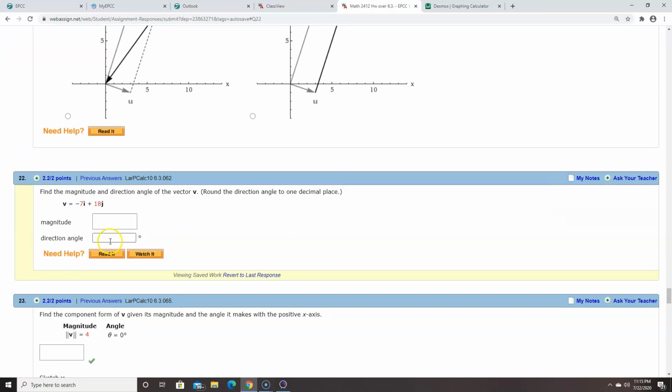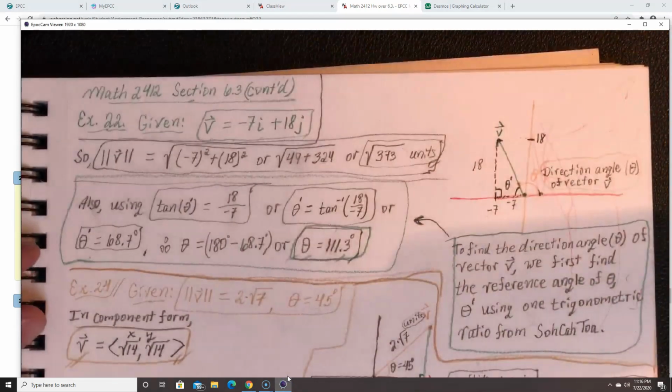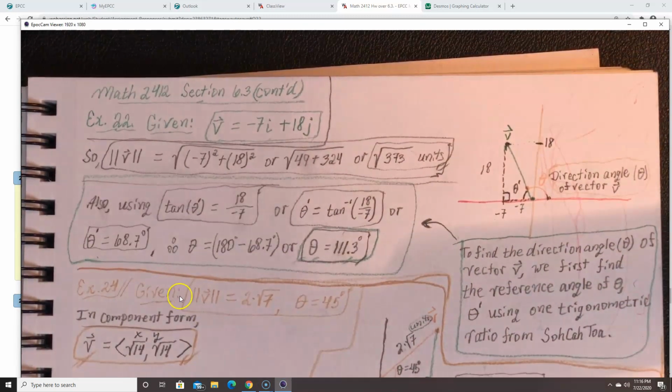So, let v be negative 7i plus 18j. Exercise 22, given the vector v, which is negative 7i plus 18j. So I tried to draw it here.